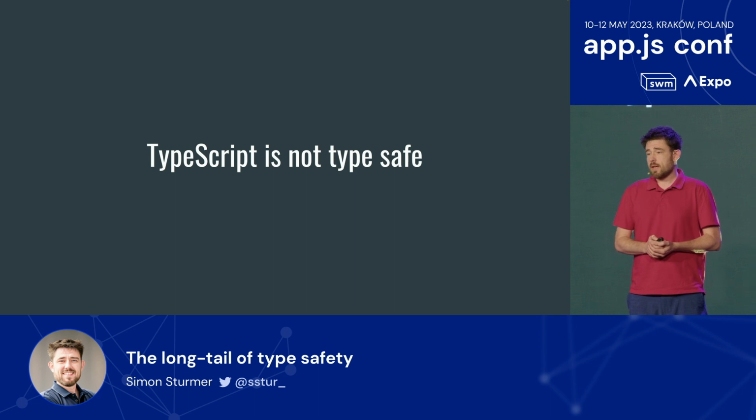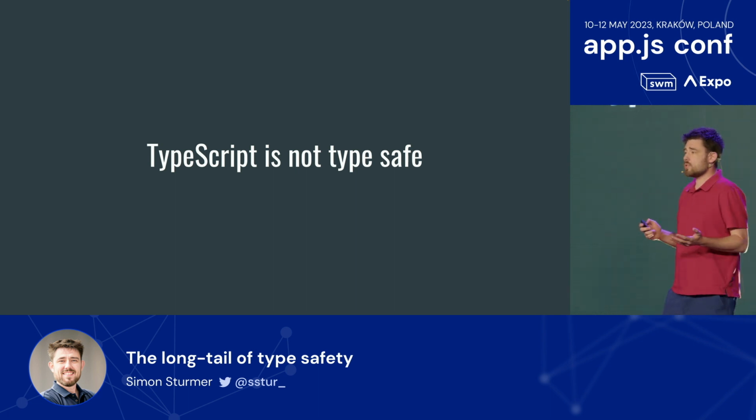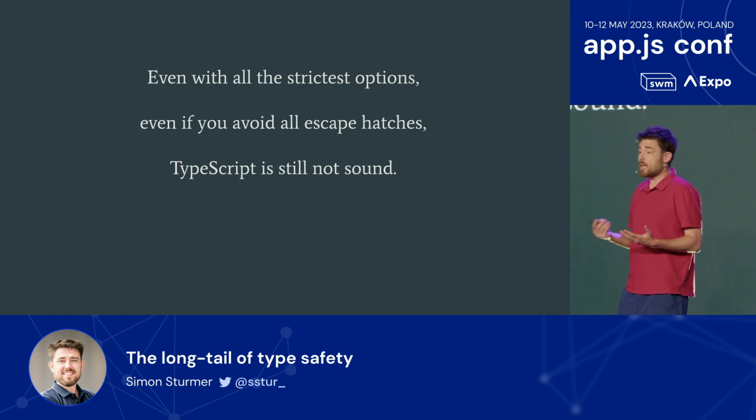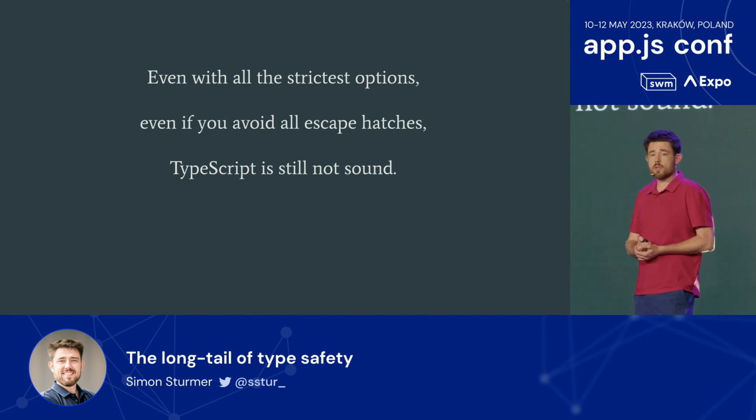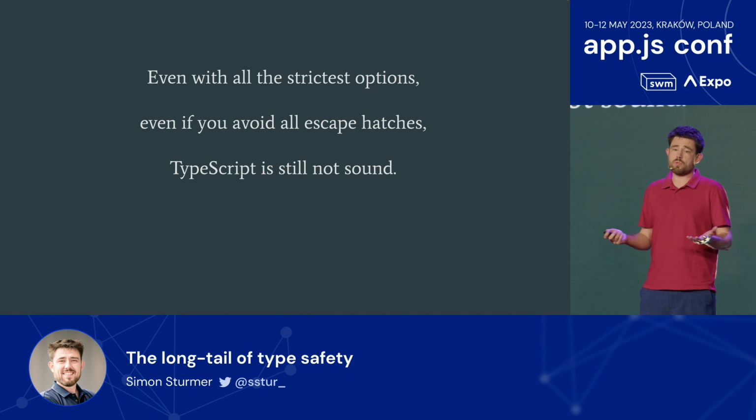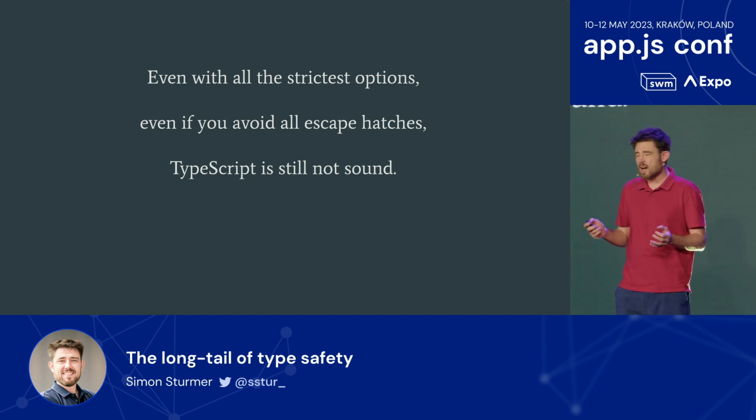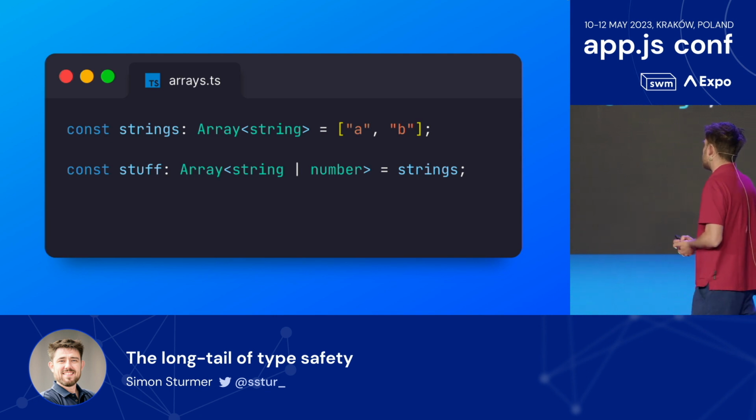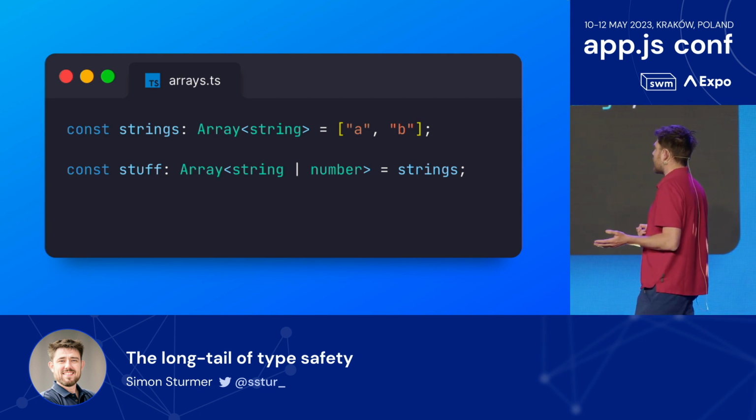And what I mean by that isn't just that there are some escape hatches, which there are, right? It's not just that you can use things like any and make it not type safe, but even with all of the strictest options turned on, even if you don't use the escape hatches, it's really not a sound type system. It's not fully sound. And I'll use this example to illustrate that.